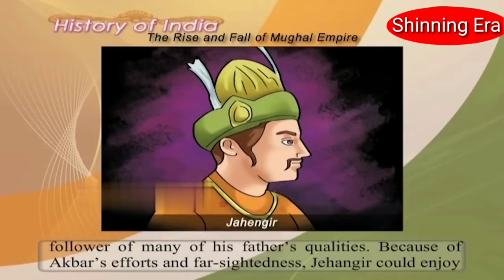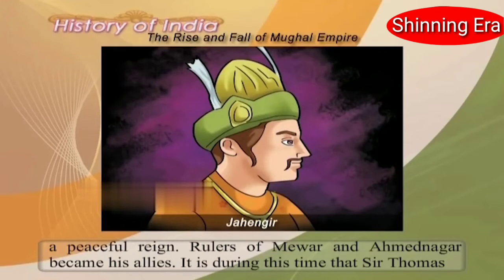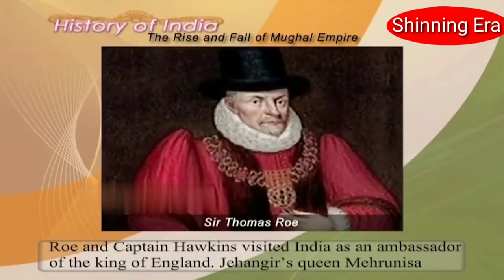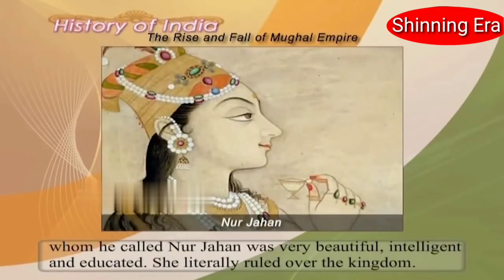Because of Akbar's efforts and far-sightedness, Jahangir could enjoy a peaceful reign. Rulers of Mewar and Ahmednagar became his allies. It is during this time that Sir Thomas Roe and Captain Hawkins visited India as ambassadors of the King of England. Jahangir's queen Meherunissa, whom he called Nur Jahan, was very beautiful, intelligent and educated. She literally ruled over the kingdom.